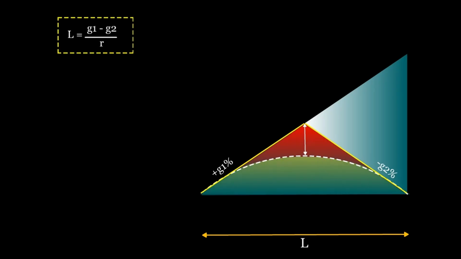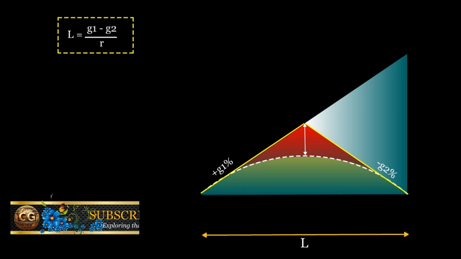where G1 minus G2 represents the algebraic difference between the two grades in percentage. R is the rate of change of grade in percentage per chain. The standard intervals are considered as one chain.